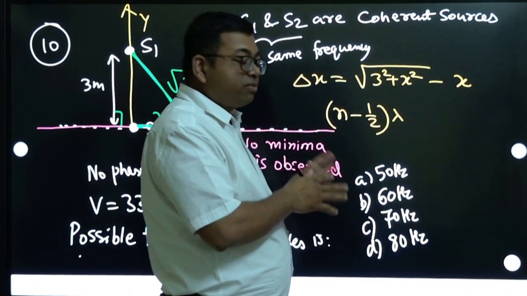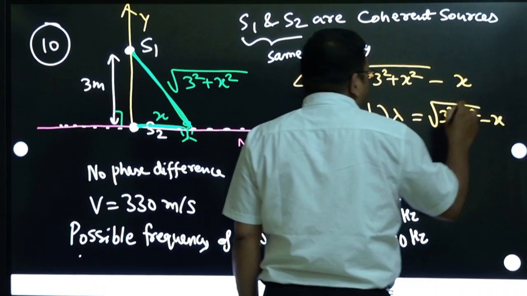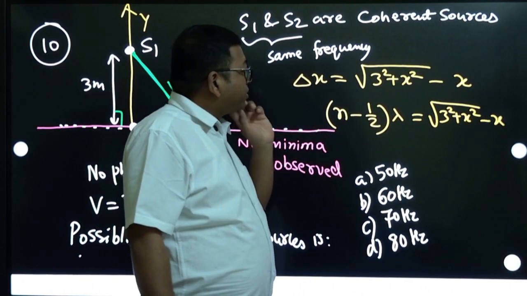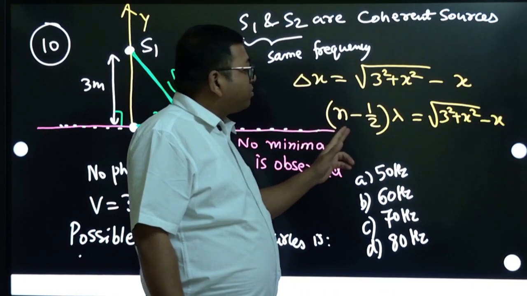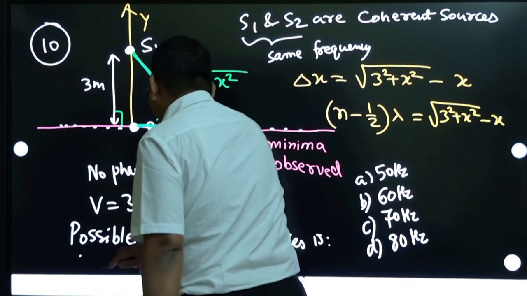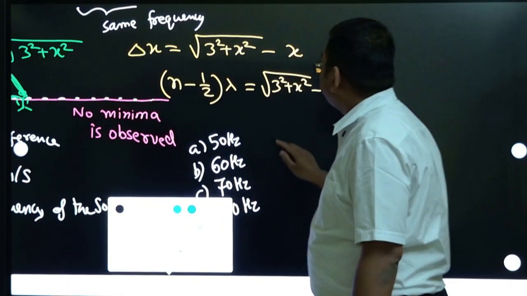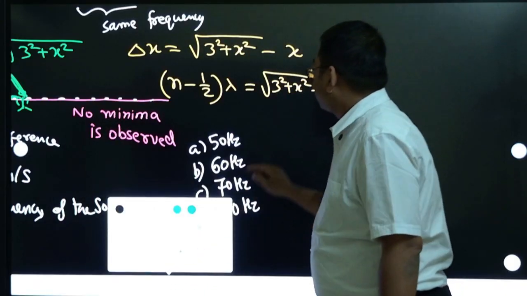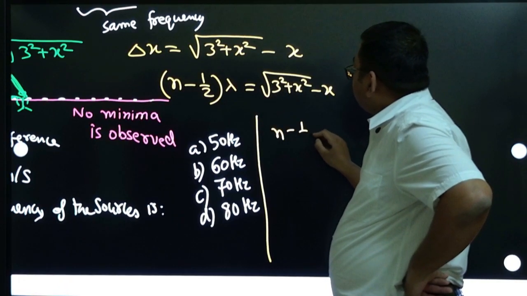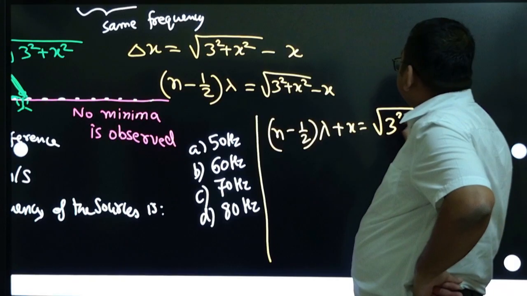So you are applying the condition for minima here. So root under 3 square plus x square minus x equals n minus half lambda. Note that n is an integer starting with 1, because it should not be negative. So n can be 1, 2, 3, 4 like that. Now try to solve this. I will take x to that side. So n minus half lambda plus x will become root under 3 square plus x square.